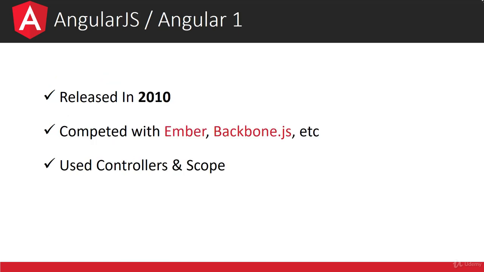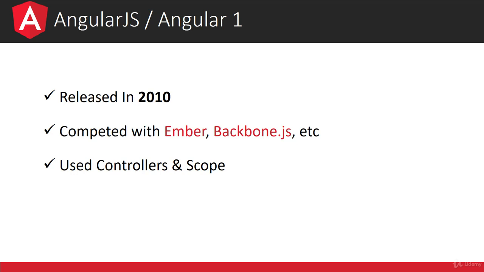All right, so back in, I believe, 2010, Google released AngularJS, which was a competitor to frameworks like Backbone and Ember. These were really popular frameworks at the time. This was before React and Vue.js. AngularJS used something called controllers and scope, and these were two of the main aspects of the framework. The scope is defined to bind data from the model and from the view.